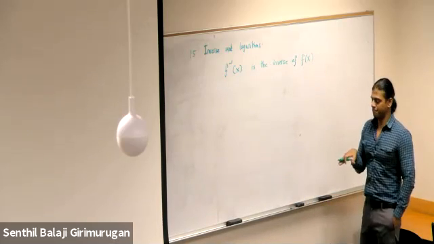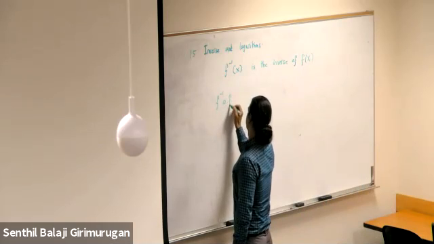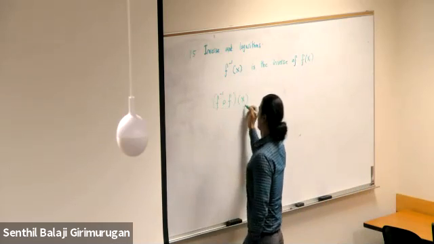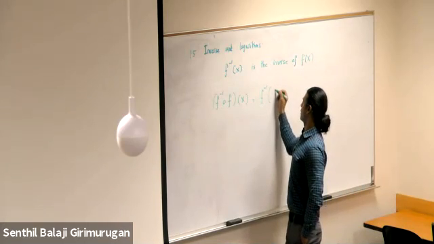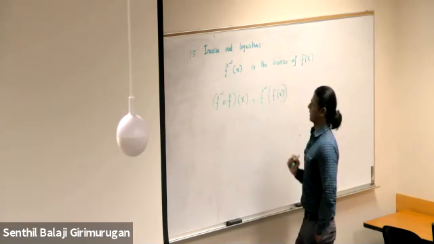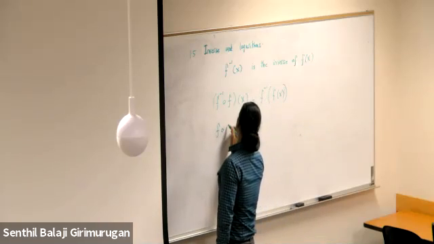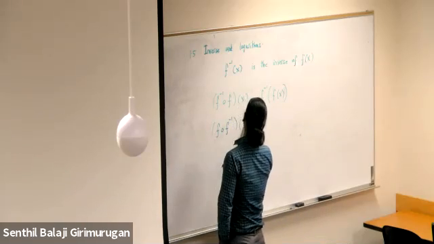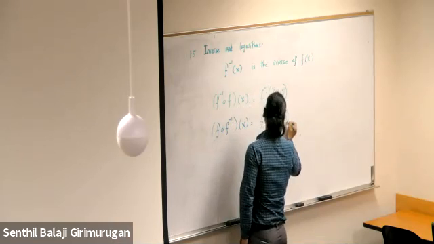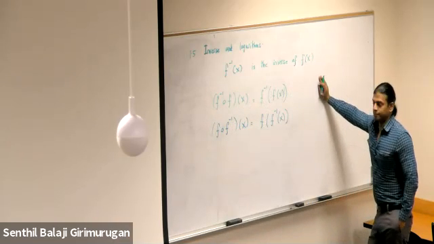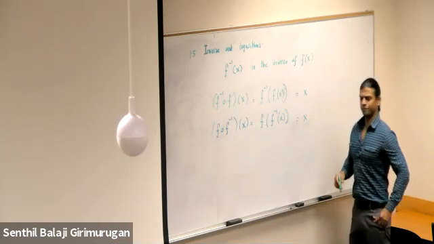What does that mean? If we compose f inverse with f, which simply is f inverse of f of x, or if we did f compose f inverse of x, which would be f of f inverse of x, in both cases we will simply get x.